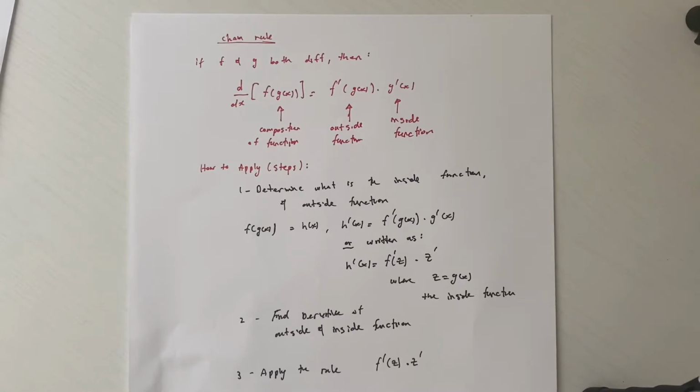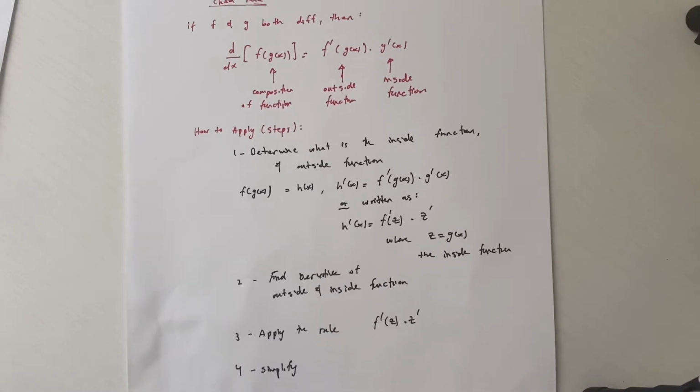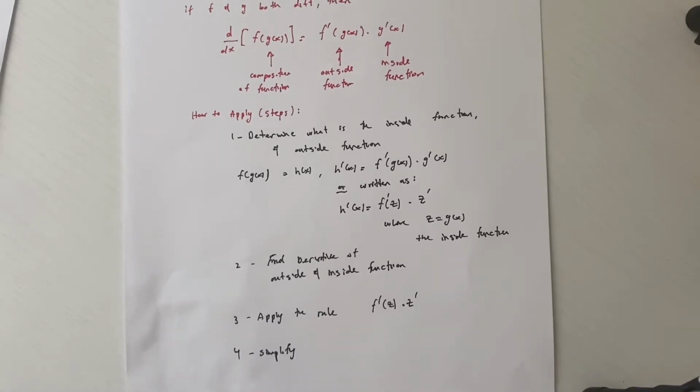And to take the derivative of that, the chain rule says that we will take the derivative of the outside function, and then multiply it by the derivative of the inside function. So how to apply it? There are 4 steps that can guide you how to do that.